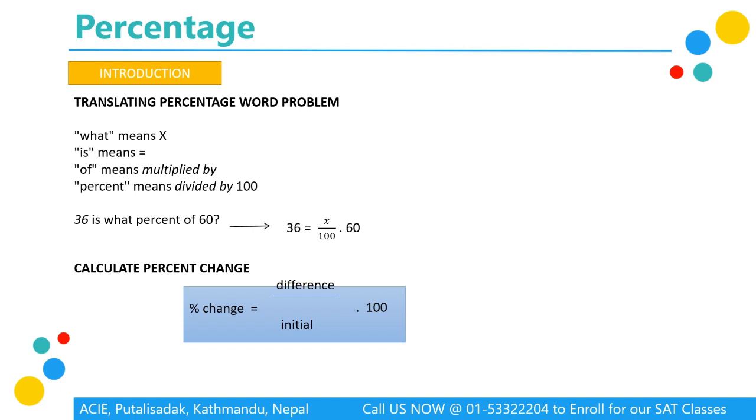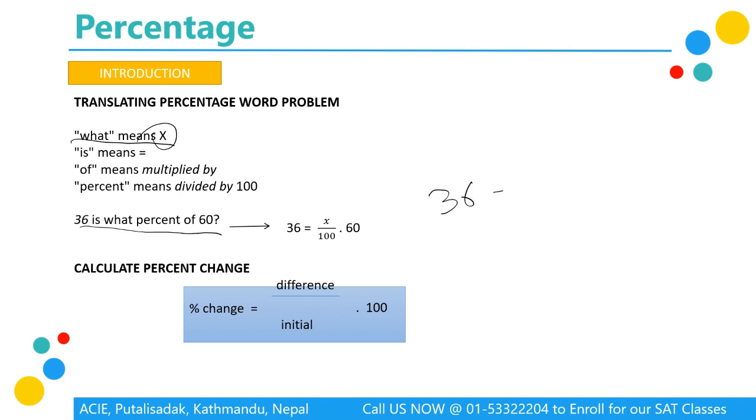Over here we have different quantities and what different things mean. So x means any unknown variable or value, and is means equals to, so the sign itself. Of means multiplied by, and percent means divided by 100. And if a question is asked, perhaps, 36 is what percent of 60?